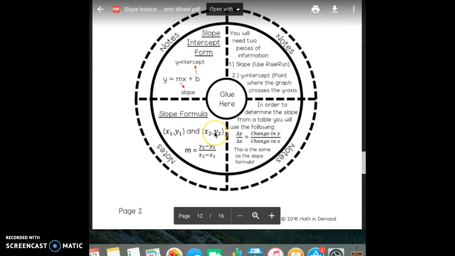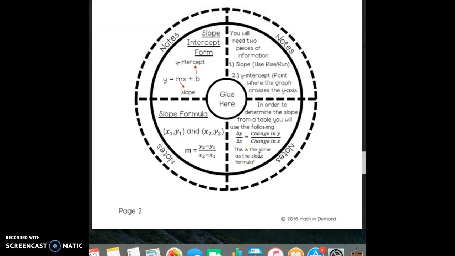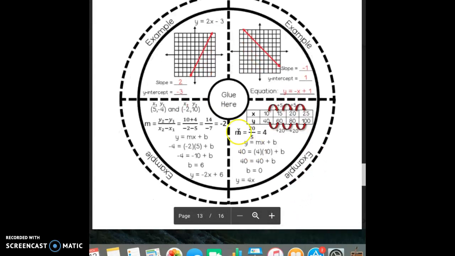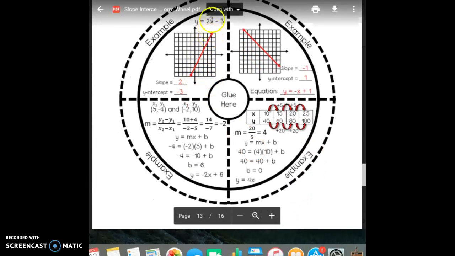This is just how you would write your ordered pairs. And then you turn that into the slope formula here, y2 minus y1 over x2 minus x1. If you're writing linear equations from a table, you're going to do this change in y over change in x. I don't really care if you write this up here, but change in y over change in x is the same as the slope formula. Okay? So now the examples, we did our example here from equation to graph and from graph to equation.